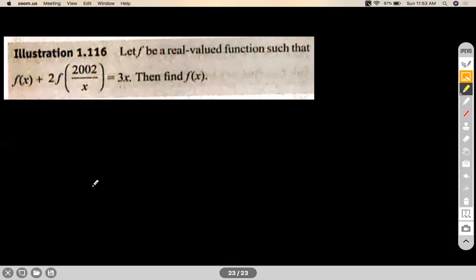Yes, any success? Anybody? F of x in terms of x. What else? What type of question was that? F of x will be in terms of x only, no? Or without x also it can be. It can be constant also.